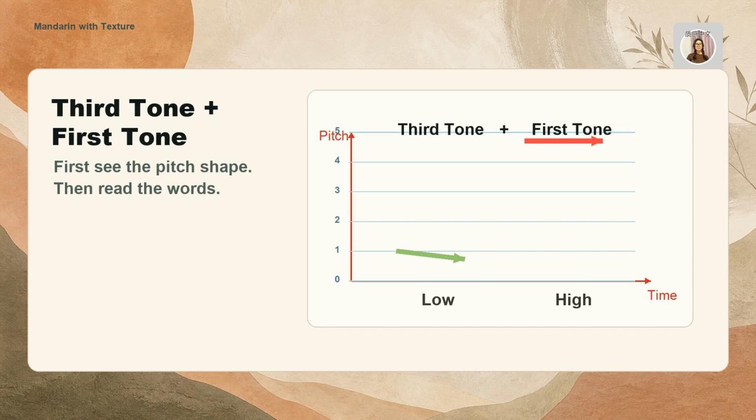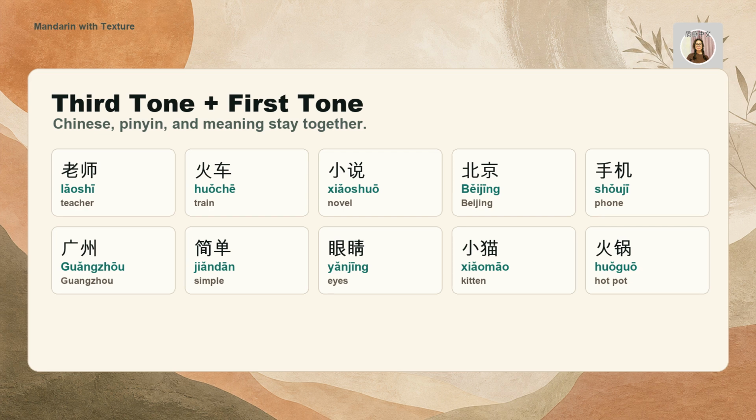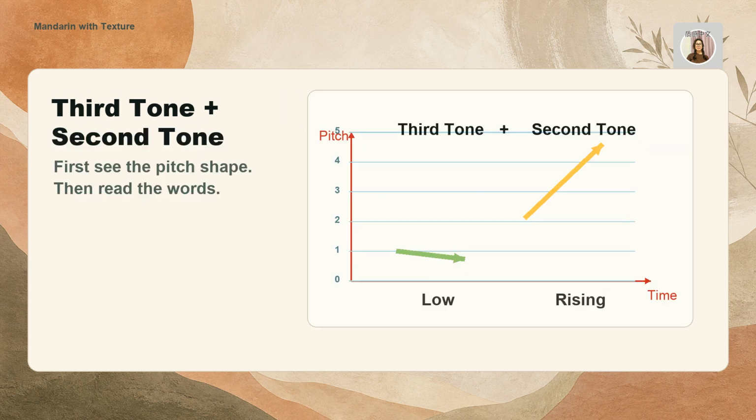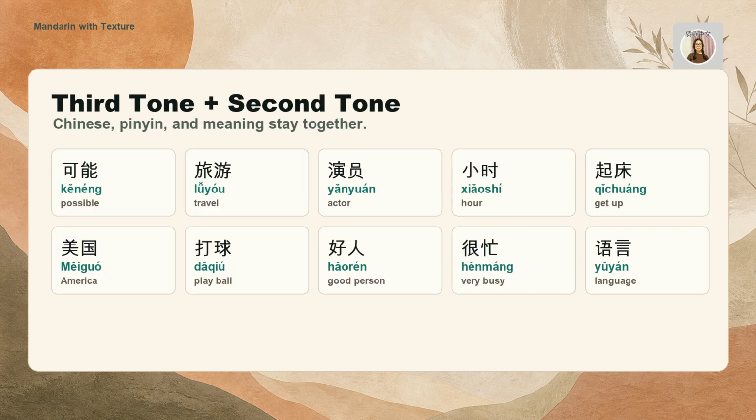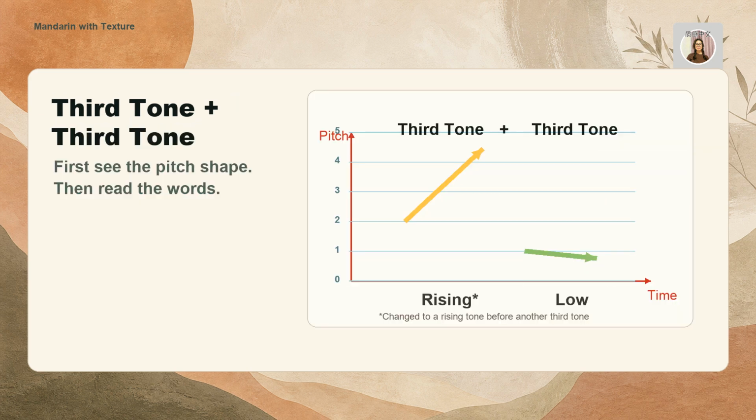Third tone plus first tone. You see the diagram? The third tone is going down a bit, and the first tone is flat, high, and longer. Sounds like da da. Then you read like this. 老师，火车，小说，北京，手机，广州，简单，眼睛，小猫，火锅。Third tone plus second tone sounds like 打打. 可能，旅游，演员，小时，起床，美国，打球，好人，很忙，语言。Third tone plus third tone.